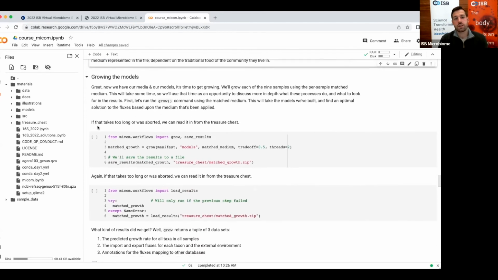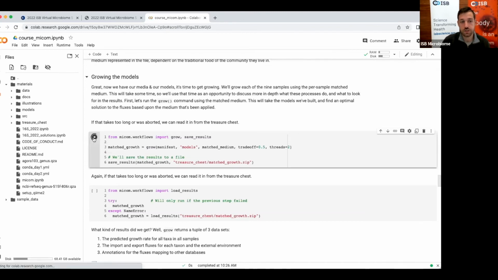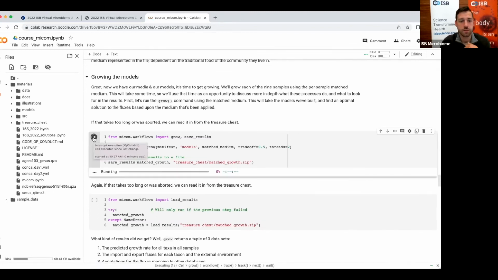Great. So now that we have our media loaded and we have our models built, it's time to actually grow our models. So again, we have 9 individual samples that we're using, and we have this per sample matched medium. So we've actually set ourselves up very well, and this grow command will be, again, pretty straightforward and easy to use, but it will take some time. So I'll start running this cell here, and I encourage you to do the same. And then we'll discuss a little bit about what's going into this command.